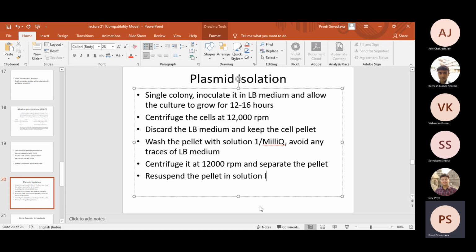So for example, this LB is a complex media. You would have studied this in microbiology that you can have synthetic media or complex media. In synthetic media, which is called defined media, you can add calcium, you can add sodium, you have to add magnesium, you have to add potassium.